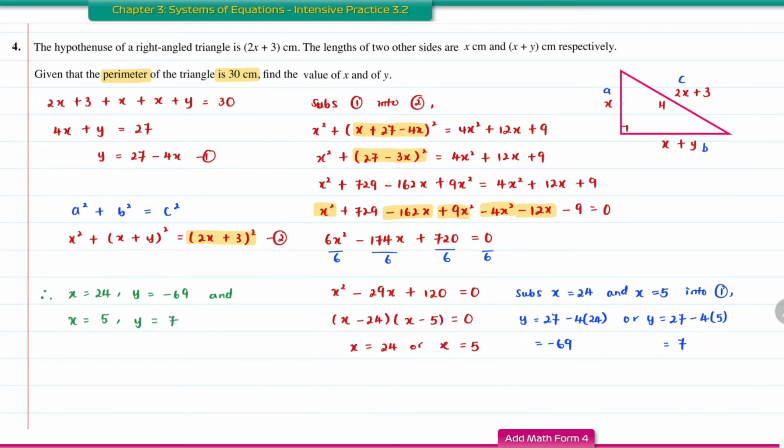Now, if we look at the one that we label as the b, which is the x plus y, right? So if you substitute the x 24 and the y with negative 69, what happens is that this length here will be in negative form, right? So we don't have the length in negative form. Therefore, for the first pair of answer here, we are going to reject this answer. All right. So the correct answer for this question number 4 should be the value of x is equal to 5 and y is equal to 7. So this is the answer that we're going to accept.